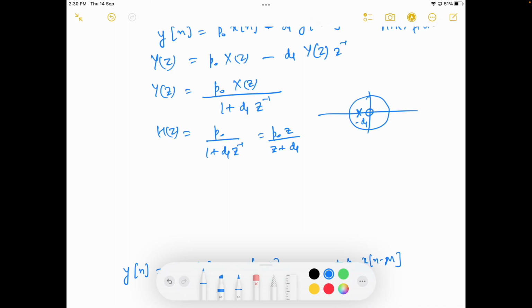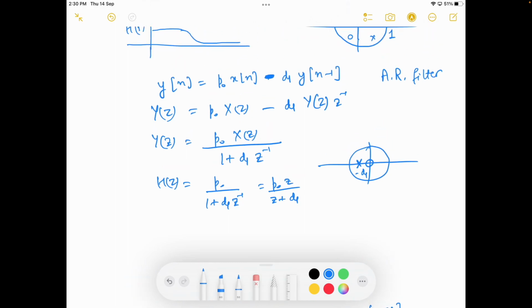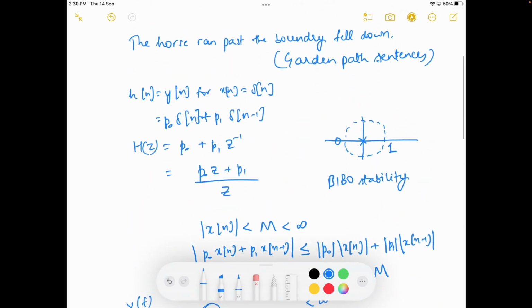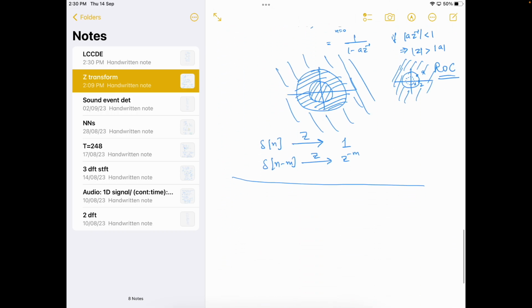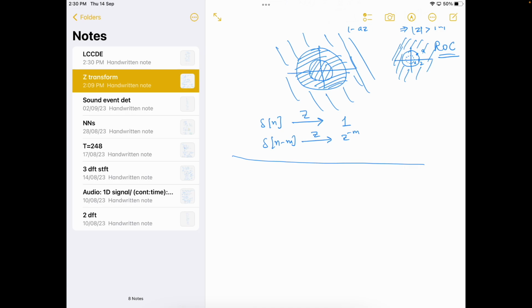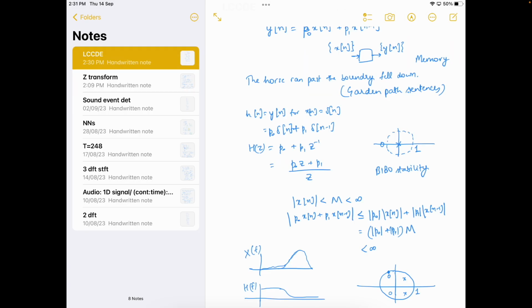So how did we get that y of z into z inverse? If y of n has a z transform y of z, then y of n minus 1 will have the z transform, we saw it in the previous lecture, no? You can derive it from the basic equation. It's very easy. You just assume n minus m equal to k. That's very simple, the usual stuff.